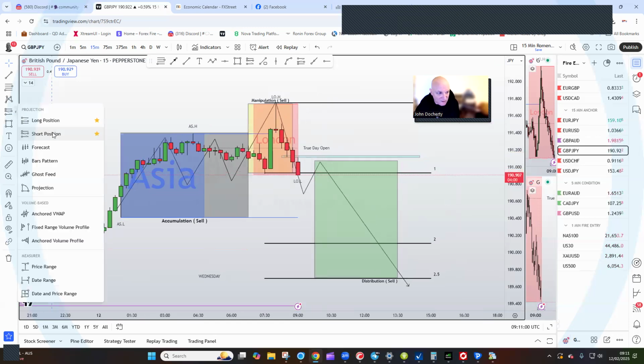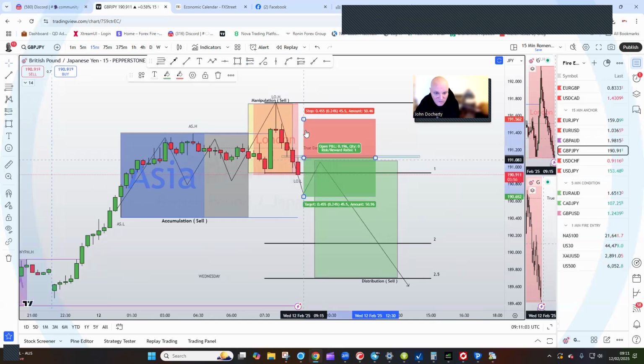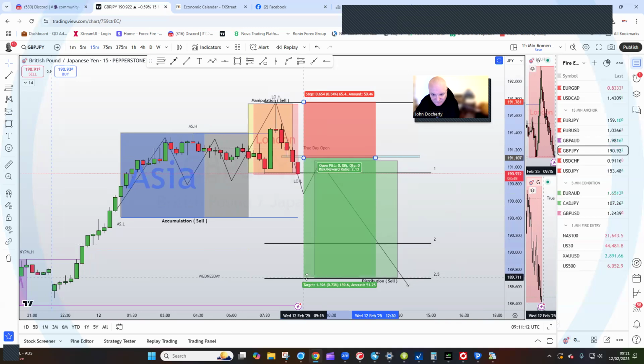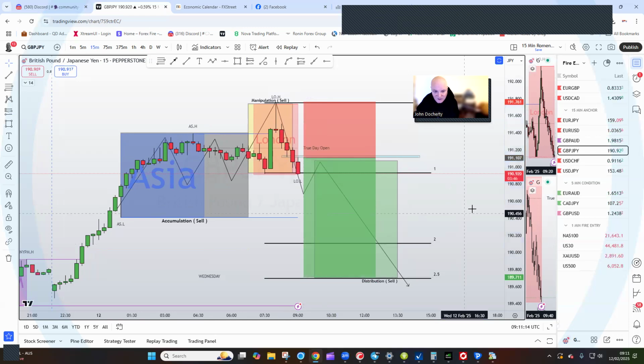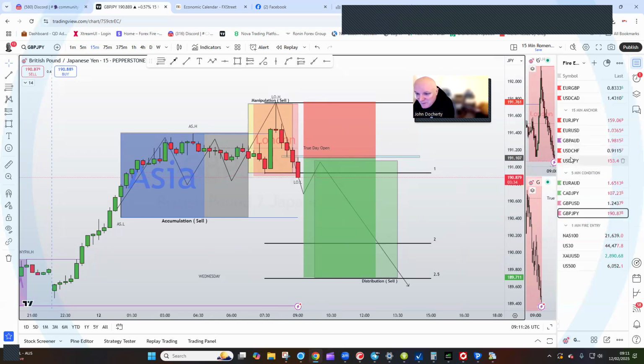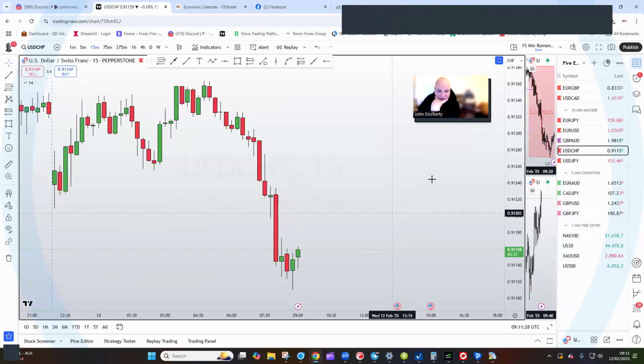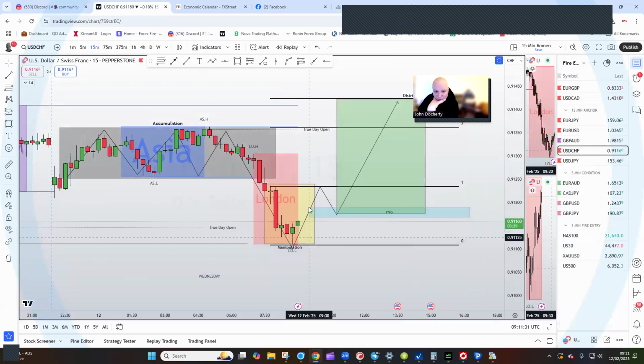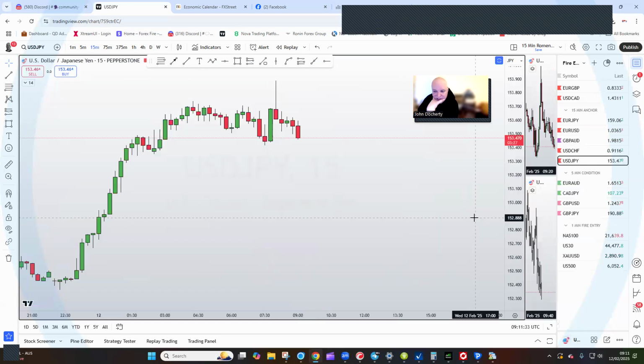I can just see a short position FVG here. It's a massive, massive 65 pips to be fair. It's a huge one. So again, make it pink. Need to find a refinement system if that makes sense. USD Swiss franc. Waiting for price to come up through here. USD JPY.